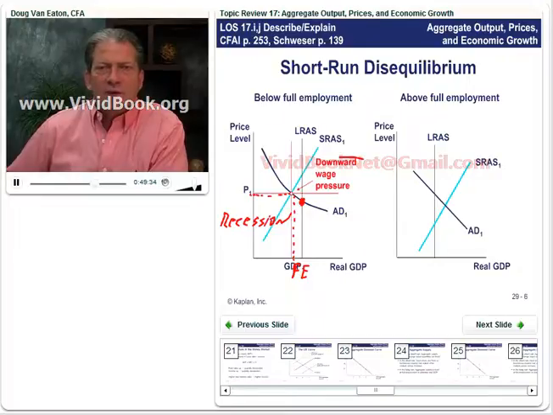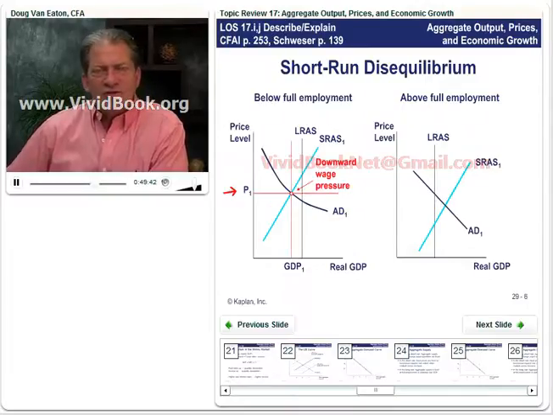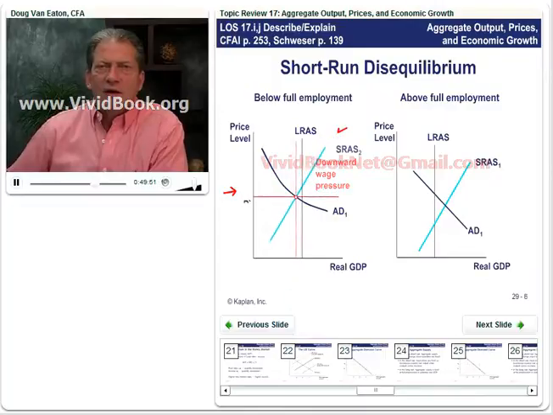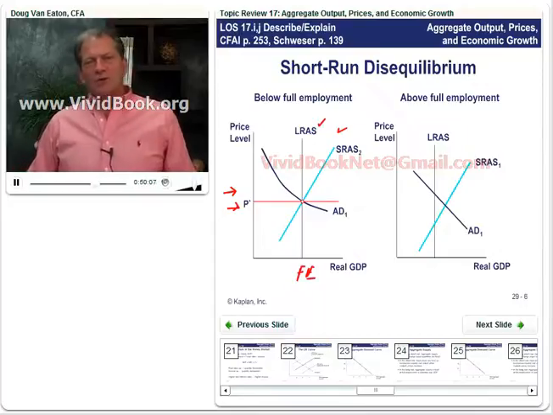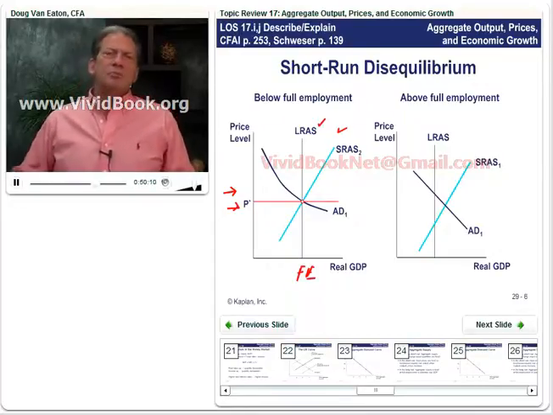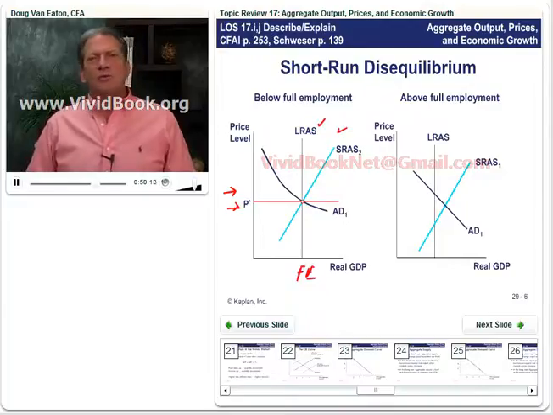Because we start out here at this price level and this output, as wages and the prices of other inputs decrease, short-run aggregate supply increases like this, and our price level falls to here, and our output gets back to this full employment level along our long-run aggregate supply. So that's what the classical economists said. Everything's fine. Input prices adjust when we get into disequilibrium situations.